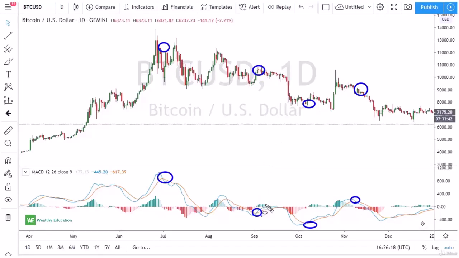Part of the filter can also be how wide the histogram is. You want to see a wider histogram. It makes more sense that it may give you something, because it shows a greater diverging of the two moving averages, that there's more strength, if you will, in whichever direction. The zero line crossover right here would have been an excellent buying signal, for example, as well.